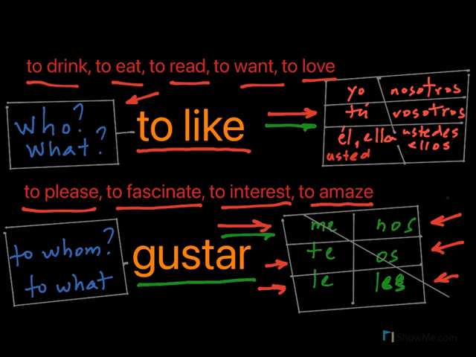So note, if something in a sentence answers the question who or what, that will be the subject, because that who or what does something. Likes, eats, reads, wants, loves. If it answers the question to whom, to what, then it is the indirect object, not the subject. It will be the indirect object that answers the question pleasing to whom, fascinating to whom, interesting to whom, amazes whom. Note that that is the fundamental difference.